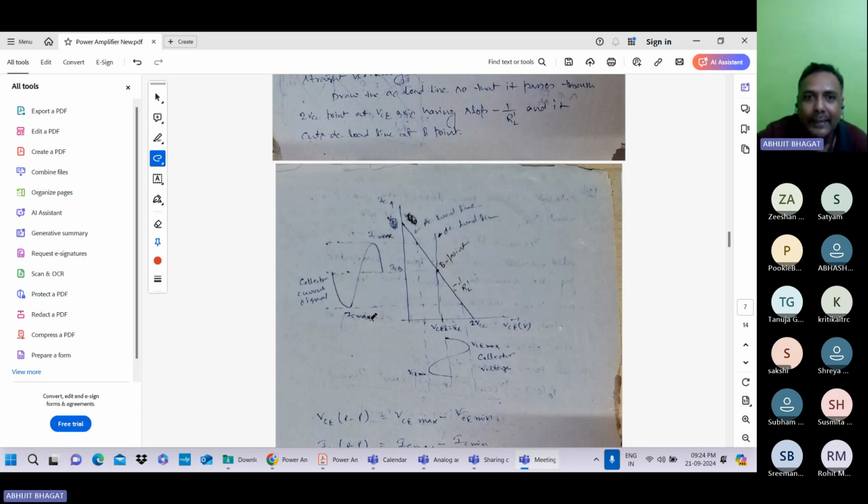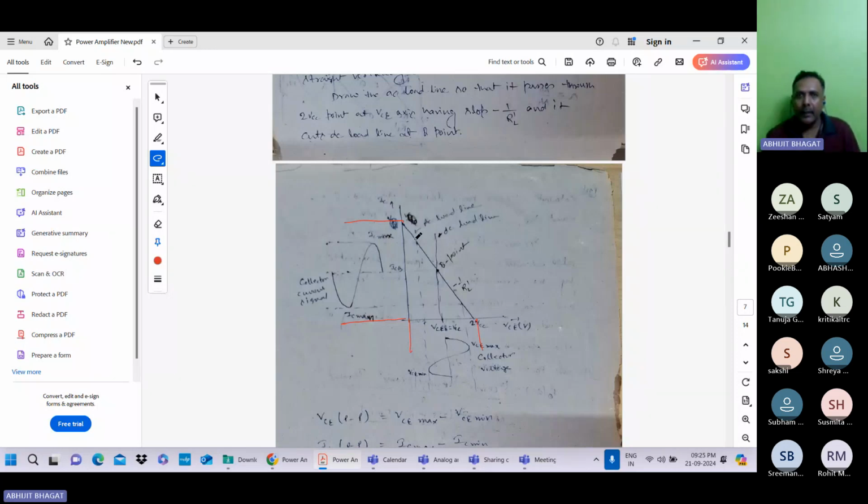Along the current axis, IC min is the minimum current, and IC max is the maximum current. Clear? How far will the maximum voltage go, how far will the maximum current go? Maximum current is reached up to this, and minimum is up to this. Same with your voltage: minimum is reached at this line and maximum at this line, as we discussed in the theory class. Clear?